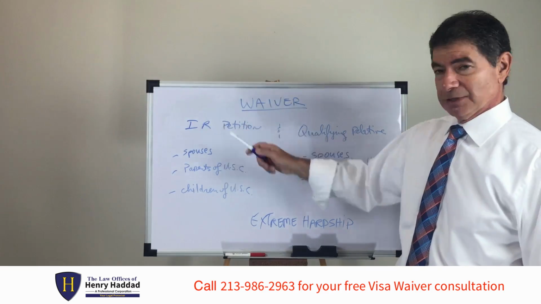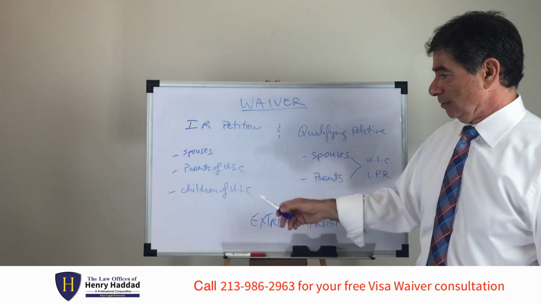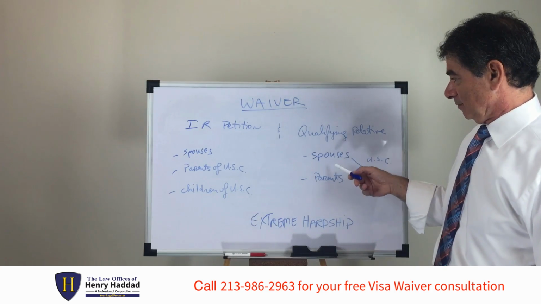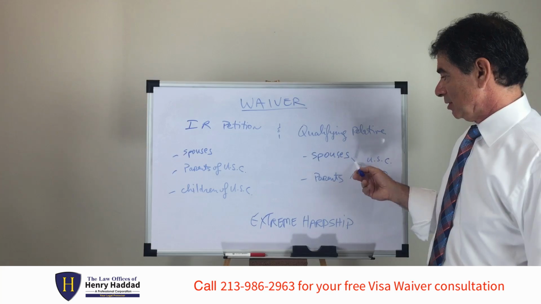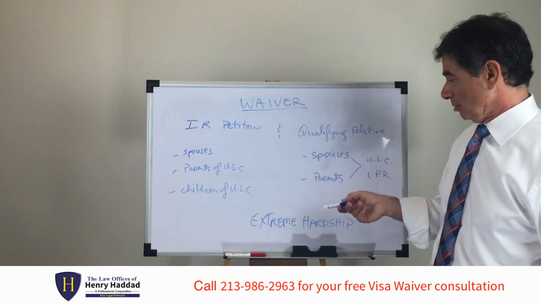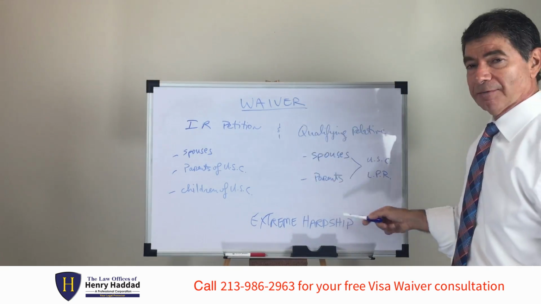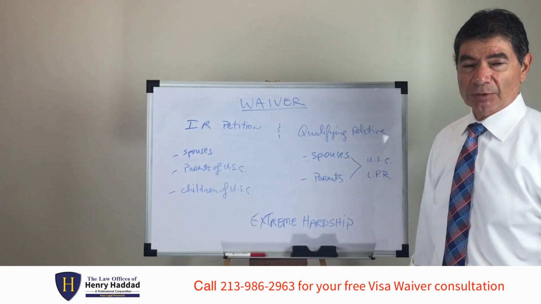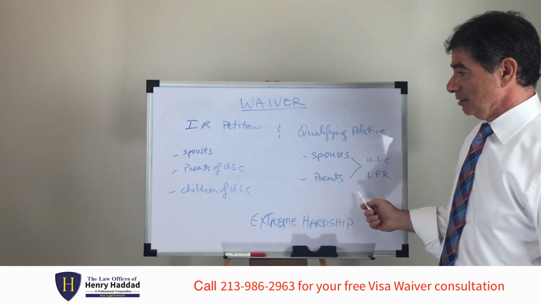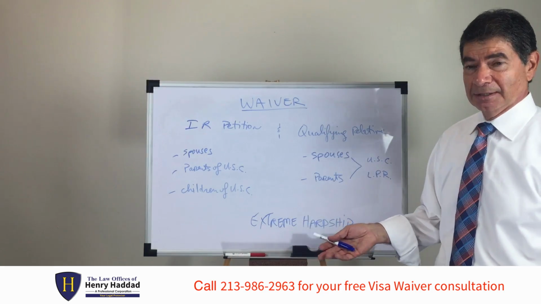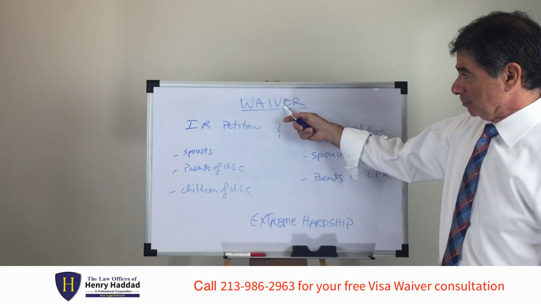And that applies to all these classifications. So if your parent does not have a husband or wife who's a U.S. citizen or a resident, or their parents who are citizens or residents, they don't have a qualifying relative, and they will not qualify for a waiver. But if they did, and a lot of people do, then they're eligible to apply for a waiver.